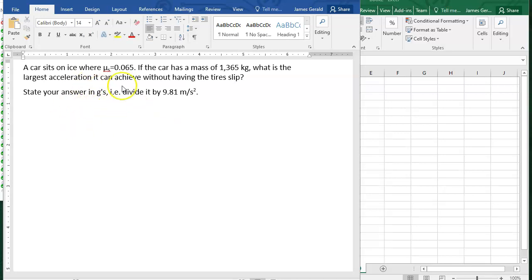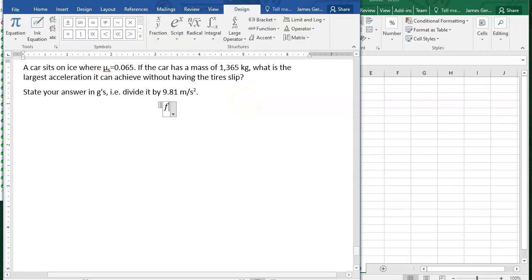So we want to state our answers in G's at the end, and converting from acceleration in meters per second squared to G's is just a matter of dividing by 9.81 meters per second squared. So what do we know? Well, this is the static friction problem. And static friction is always less than or equal to the coefficient of static friction times the normal force, which in this case is mg.